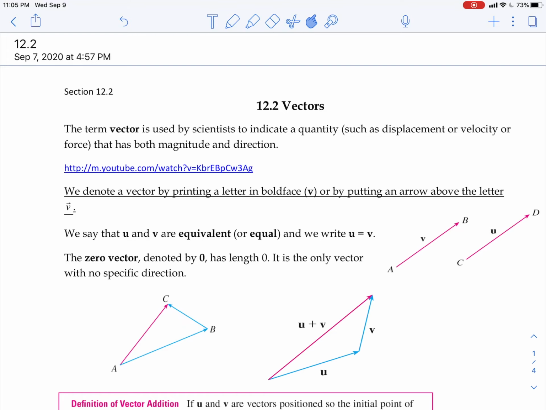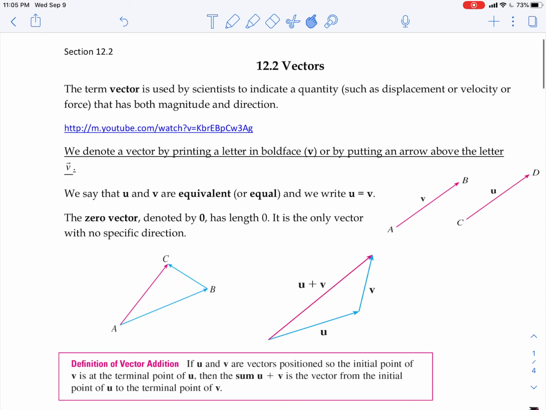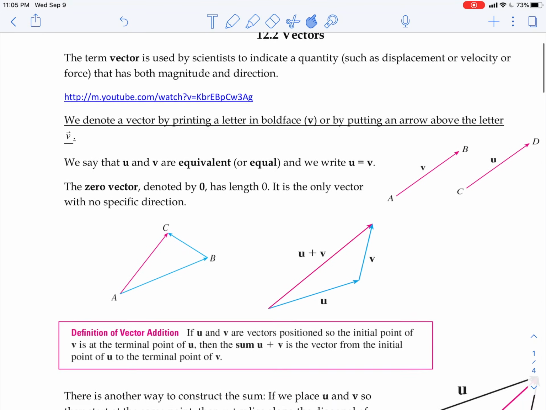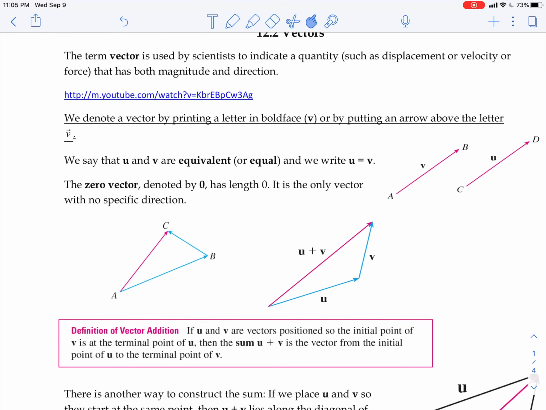And so here's like a little YouTube clip. If you want to click on it, it's just a little funny thing of Despicable Me. Again, you don't have to click on it to watch it. But so we're going to be dealing a lot with vectors in Calculus 3.